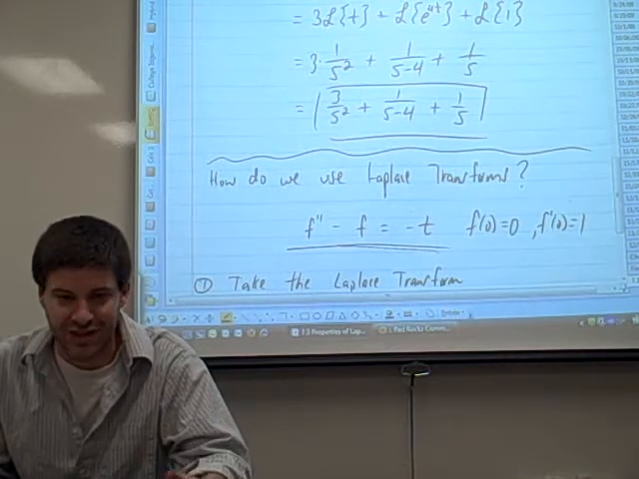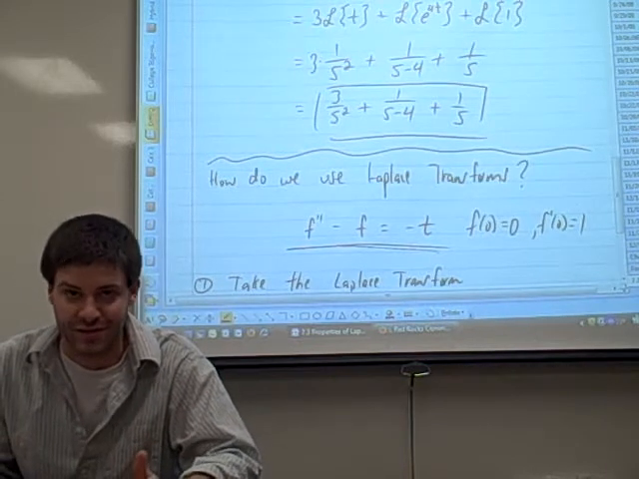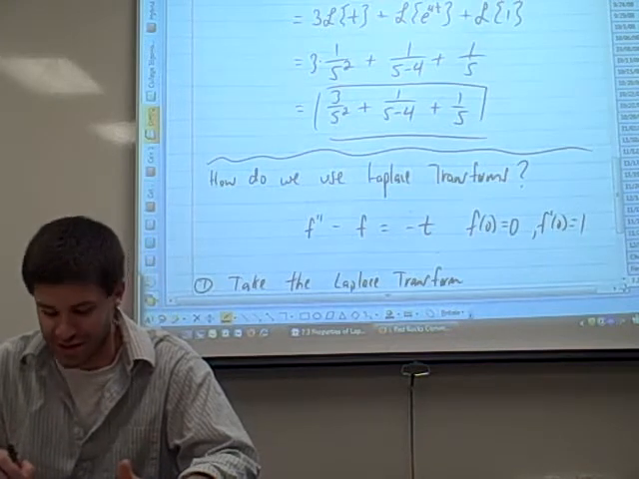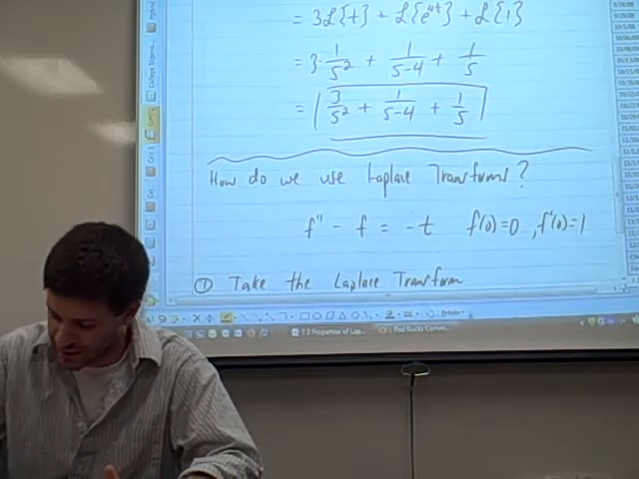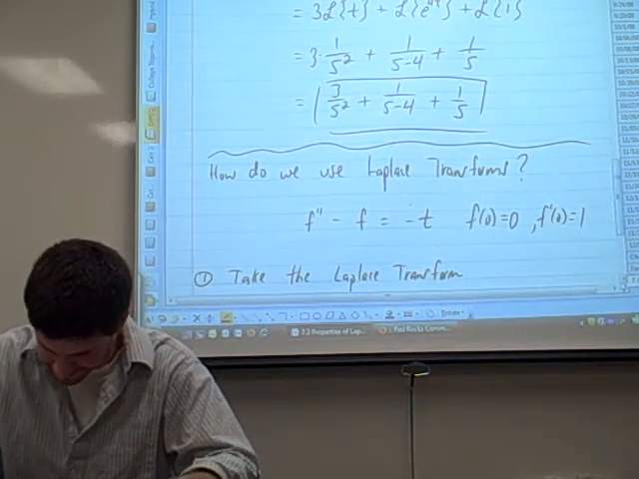Now in this class, we've typically been using y and x as our dependent variables. So this DE could easily be x double prime minus x equals negative t as well. I used f because our properties have been using f as our function.